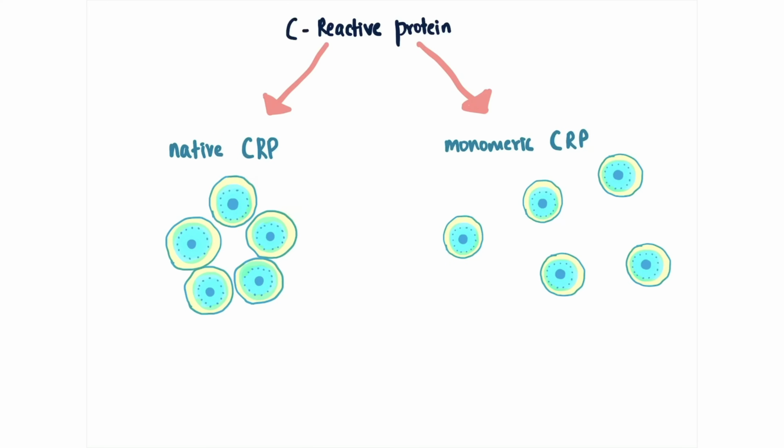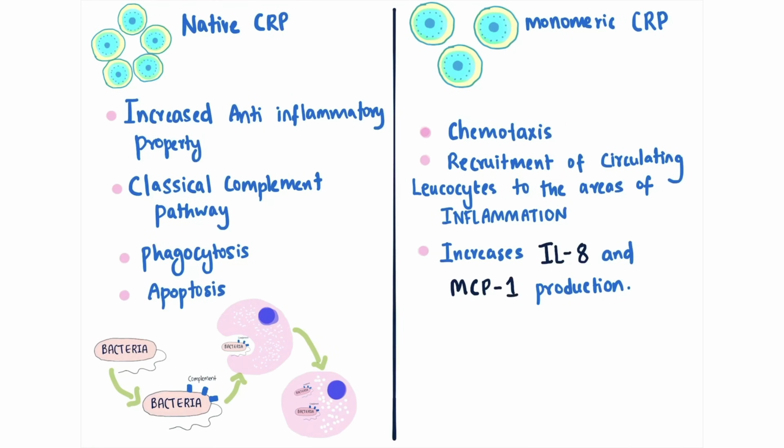Structurally, CRP is seen in two different isoforms. One is native C-reactive protein and the other one is monomeric C-reactive protein. This native C-reactive protein can irreversibly dissociate into 5 monomeric C-reactive proteins at the site of inflammation. So the native CRP has increased anti-inflammatory property compared to the monomeric CRP.